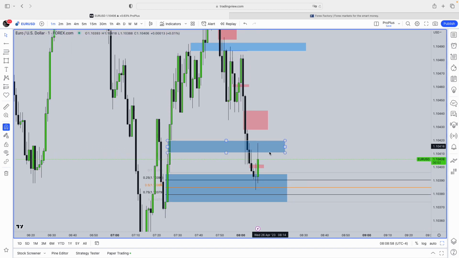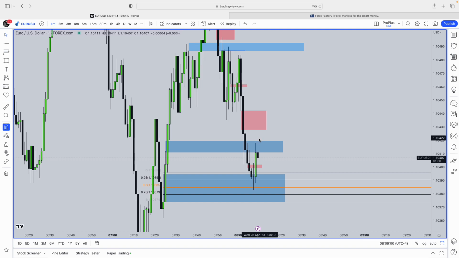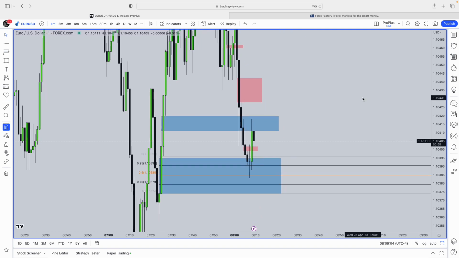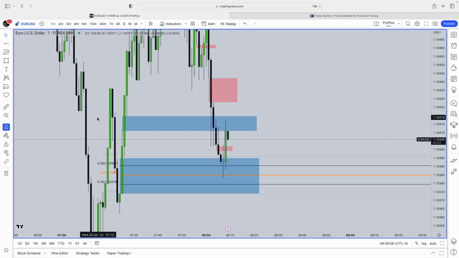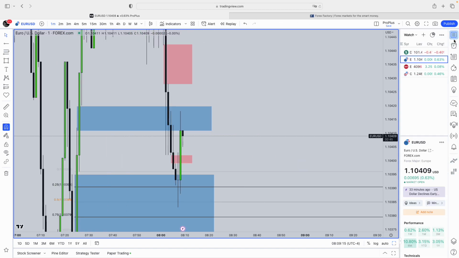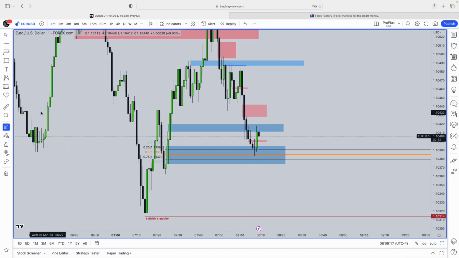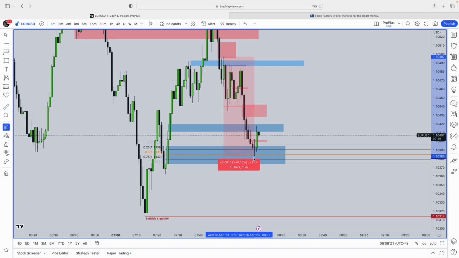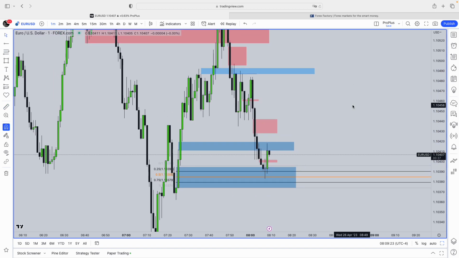So it's just retesting this as resistance at the minute. I don't want to see price trading above this BISI here. This is an inversion fair value gap now. So see what price does. But so far, from this institutional order flow entry drill there, it's moved 11 pips. So that's a nice movement for intraday scalping.